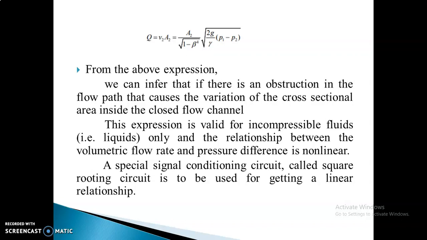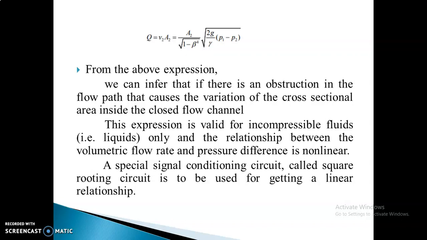So how do we make this equation linear? Then we have to use a signal conditioning circuit. Using this signal conditioning circuit, we can make the given expression into a linear one. For that we are using a square rooting circuit. The next one we are going to see is the orifice meter, how it is going to work.